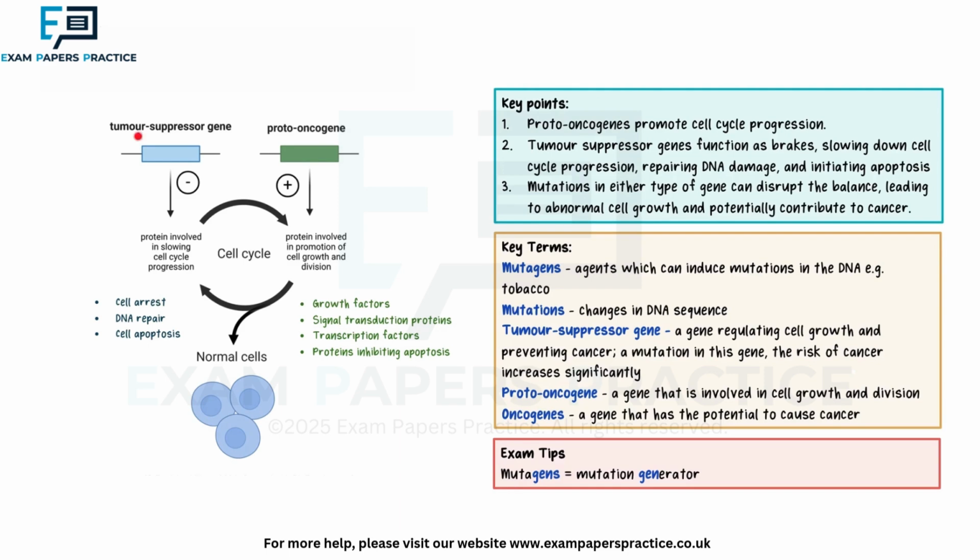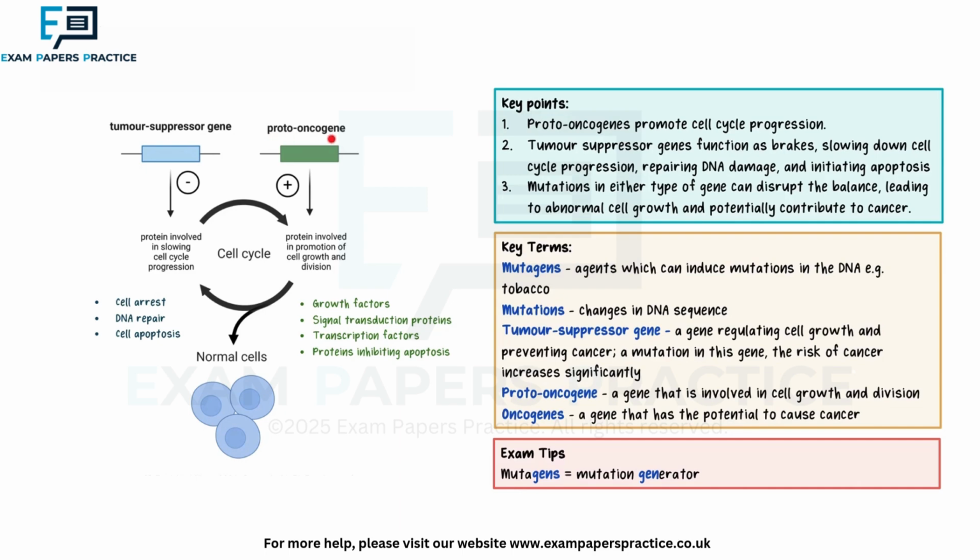Tumour suppressor genes encode proteins that slow down cell cycle progression and prevent uncontrolled cell division. They act as brakes on the cell cycle, ensuring that cells do not divide excessively. They are involved in repairing DNA damage and ensuring genetic stability. If DNA damage is detected, these genes can halt the cell cycle to allow for repair or initiate apoptosis, or programmed cell death. And this is if the damage is irreparable.